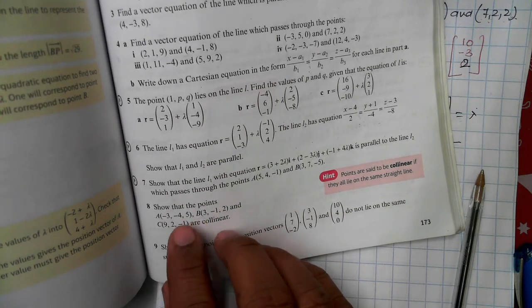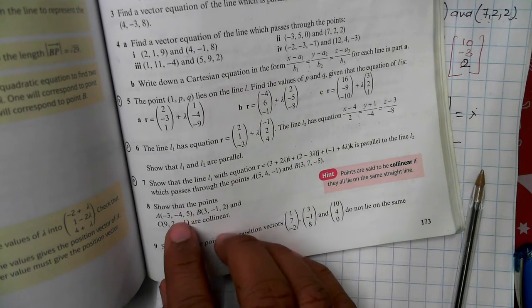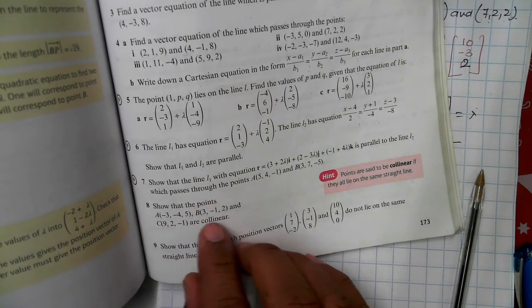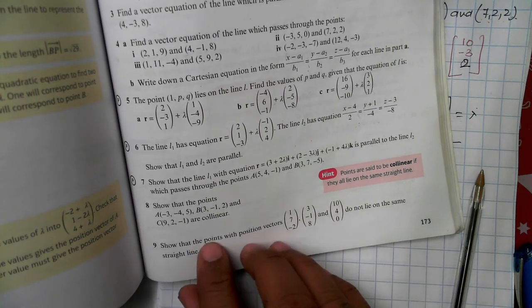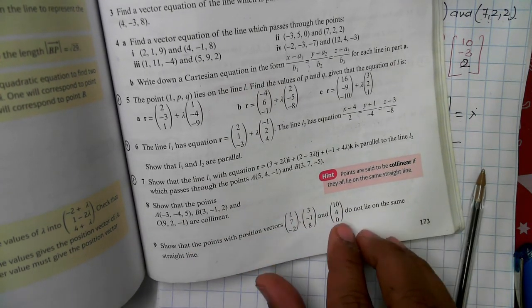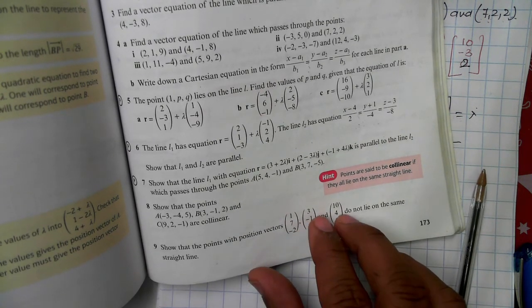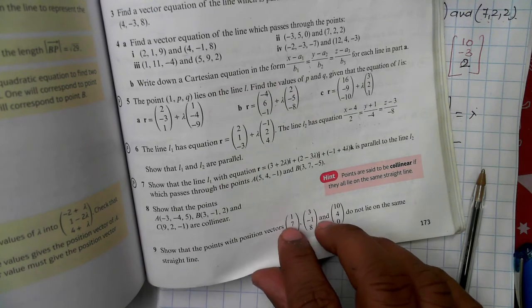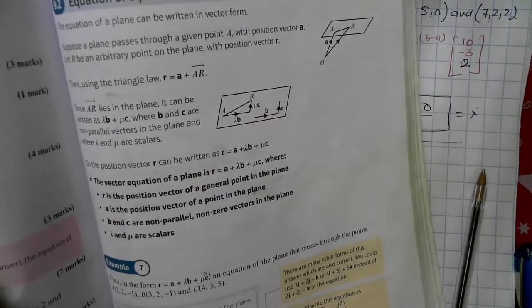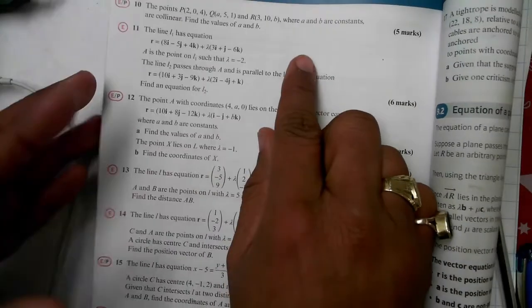Okay, show that the points with these position vectors do not lie on the same straight line. Same thing, guys, you find the direction of these 2 points, and the direction of these 2 points. If the directions are not multiples of each other, they don't lie on the same straight line. Okay, so many questions. Question number 10, these 3 points, and a and b are constants. Okay, what do we do? They're collinear, so again direction, so find the line this.